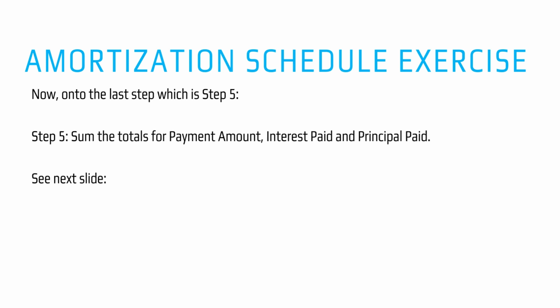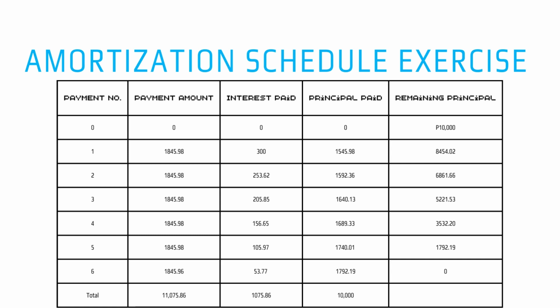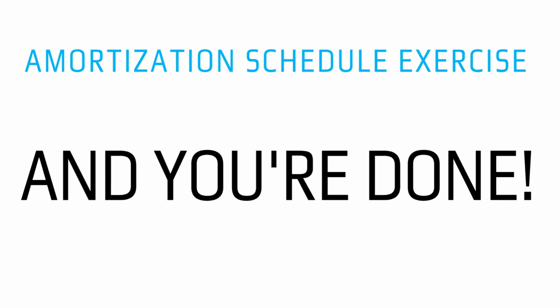Now on to the last step, which is step 5. Sum the totals for payment amount, interest paid, and principal paid. As you can see, the table is complete. With that, you're done. Thank you for listening.